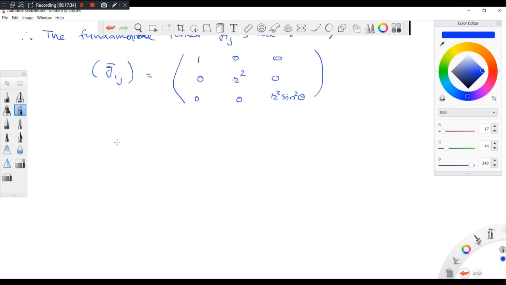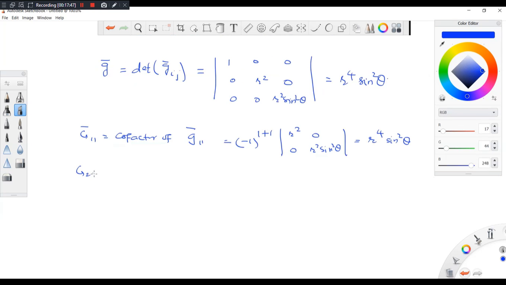Okay. So this is nothing but R raised to 4 sin square theta. Minus 1 raised to 1 plus 1 is this one. Similarly, you can have G22 bar, that means cofactor of G22 bar. So this is minus 1 raised to 2 plus 2 determinant, which one is it? This one. Remove that row and column. So you'll get 1 0 0 r square sin square theta. So this is merely r square sin square theta.